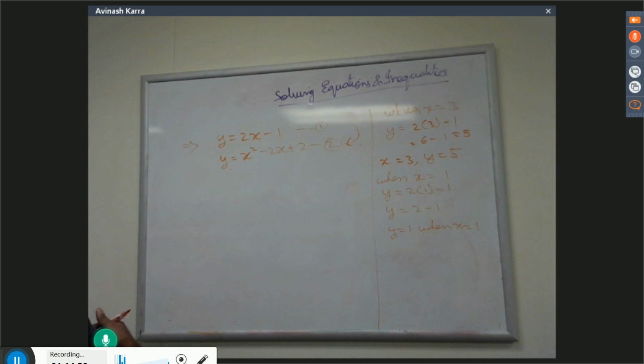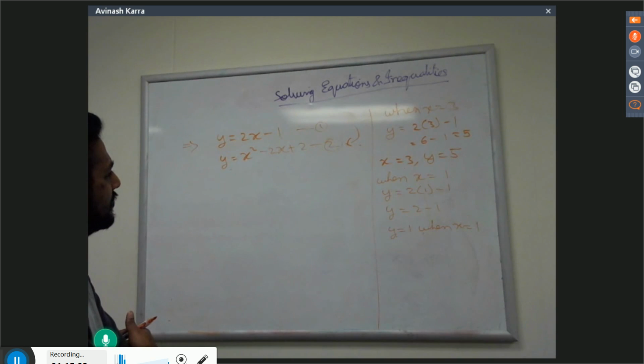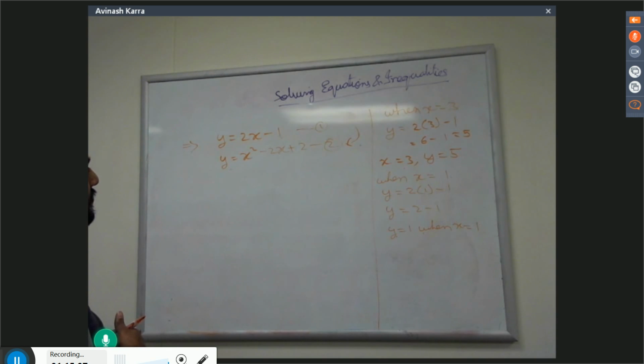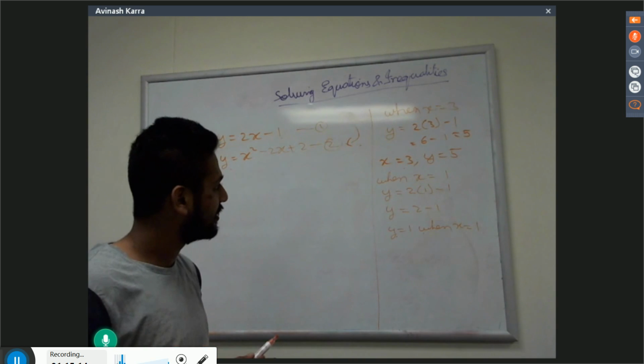So you'd use a, which would be in front of x squared, which would be 1, and then you'd use negative 2 as b, and then c as 2, and then you'd plug it into the formula, which is negative b plus or minus the square root of b squared minus 4ac.